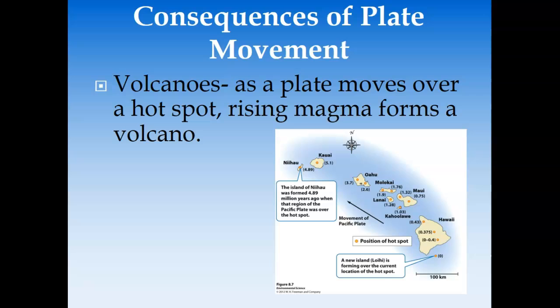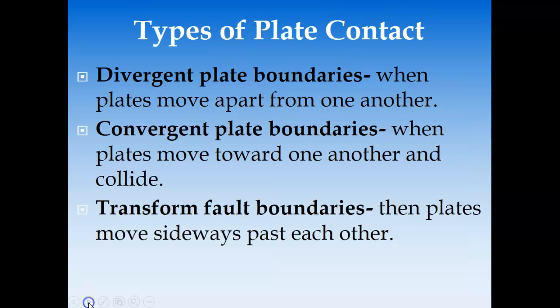Volcanoes are formed as plates move over hot spots where there's rising magma. And so the Hawaiian Islands are an example of this. The island of Niihau, which is the furthest one, was created about 4.89 million years ago. And it was originally over the hot spot, which is right here. And we have a new island that's forming over the current hot spot named Lohi. But that's how all of those Hawaiian Islands formed, as that hot magma was rising up.